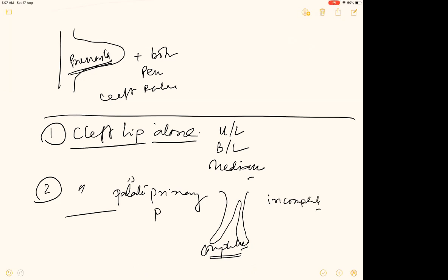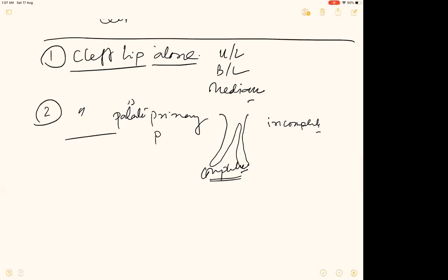So I'll again repeat. Cleft lip is unilateral or bilateral. For cleft palate, however, it depends upon the amount of completeness. The next one is that you have a cleft lip alone, you have a cleft palate alone, and the third one is combinations. So these are the important things that you are required to know.